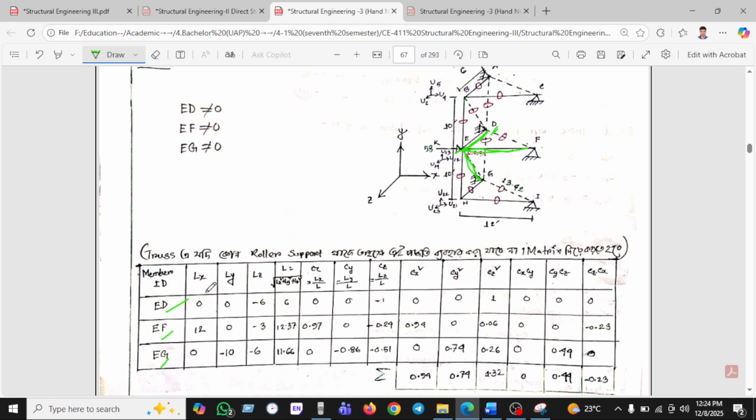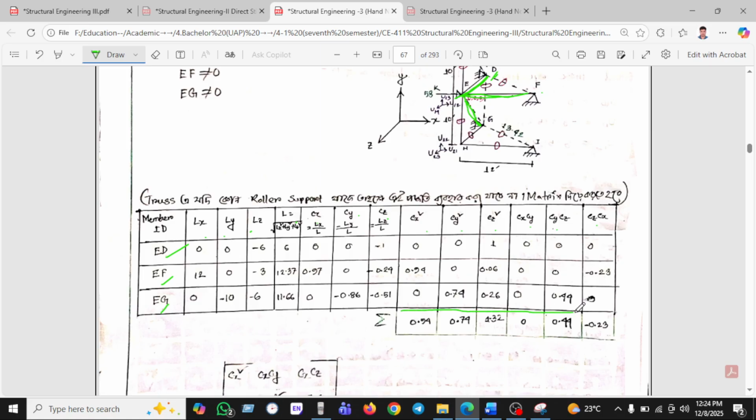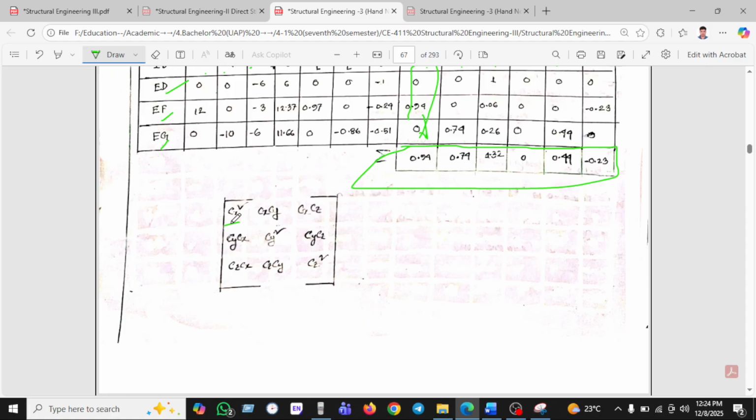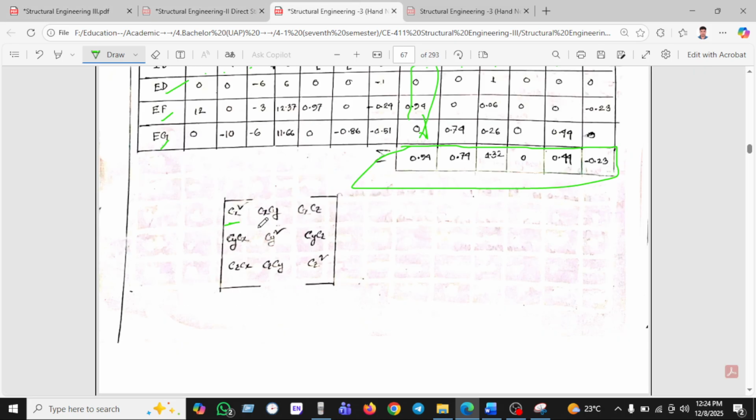Okay. So in this way we can calculate Lx, Ly, Lz, and L, and Cx, Cy, Cz, Cx square, Cy square, Cz square, CxCy, CyCz, and CzCx. After calculating, we sum all the values. The sum is taken here, and we apply this equation, Cx square. After that, we use this equation here. Then after applying it, we find this equation.